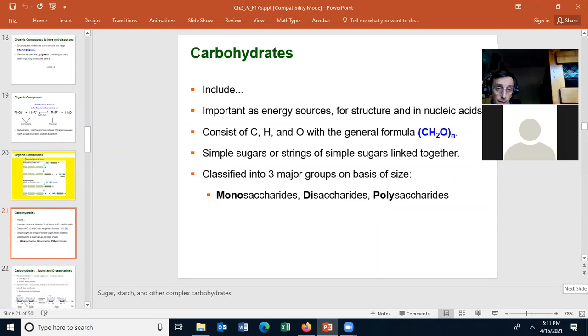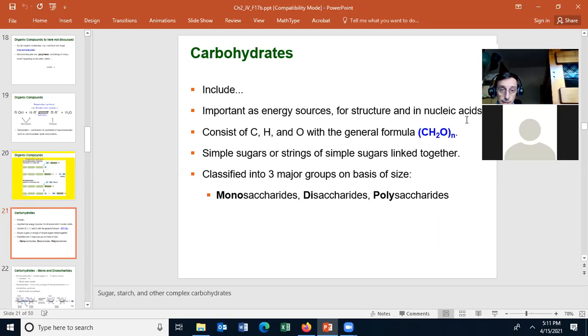So let's talk about the 4 biological molecules. Carbohydrates is the first one we're going to talk about. That includes molecules such as simple sugars, starch, and other complex carbohydrates. They are important as energy sources for organisms, for cells, as well as for structure, and they're important in nucleic acids.